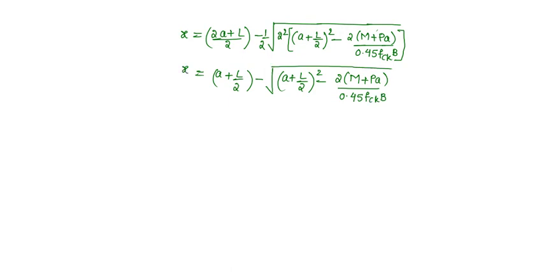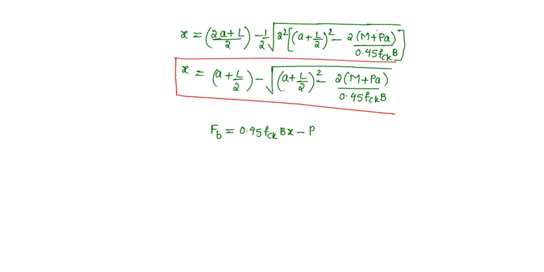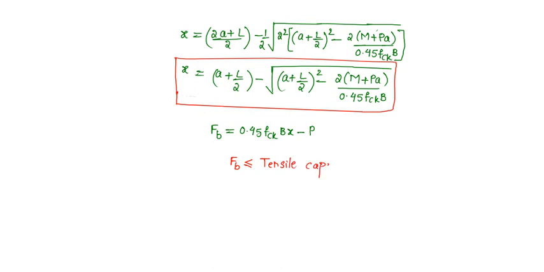So this is the expression to find x, whereas force in the bolt is given as 0.45 fck B x minus P. Finding the value of x from this expression, we can substitute and find the value of force in the bolt, Fb, and this force in the bolt should always be less than or equal to tensile capacity of bolt for safety. This is force in bolt.